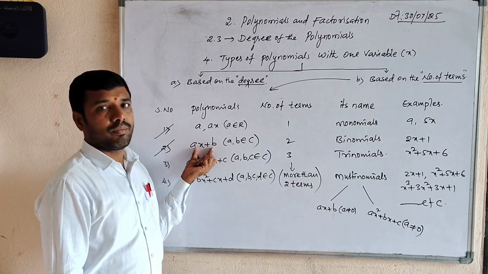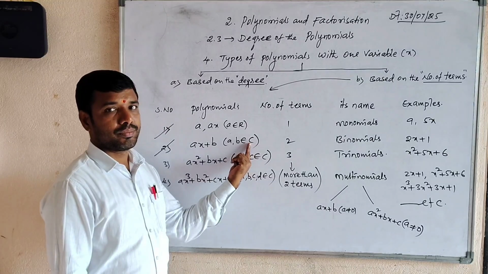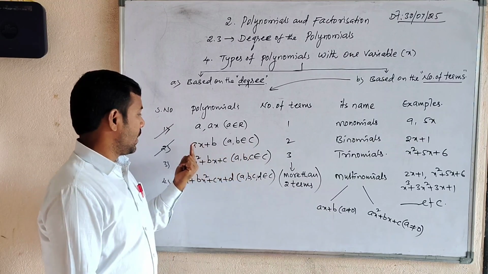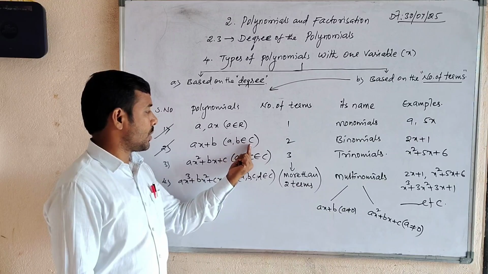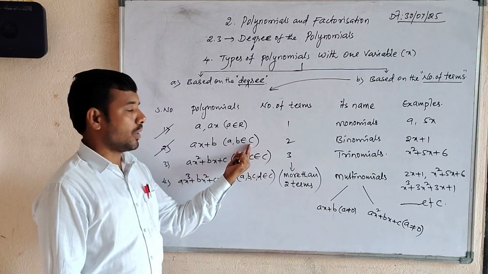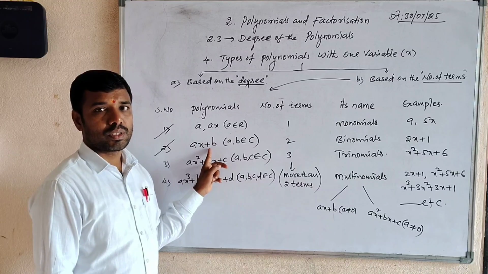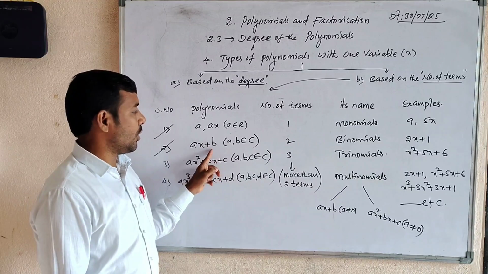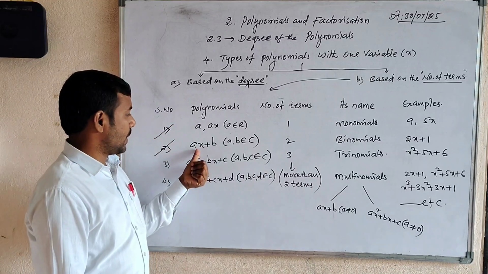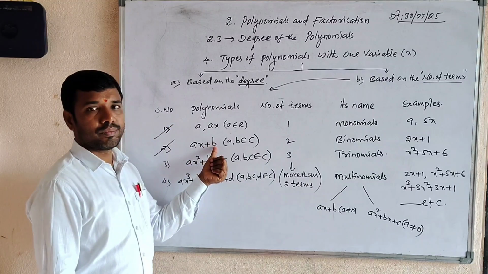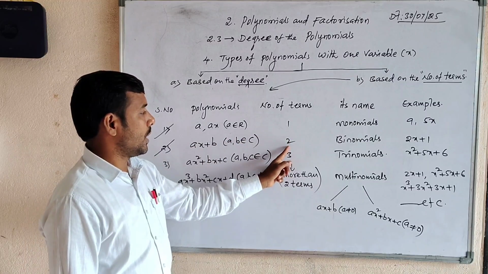Ax plus b, where a, b belong to constants. Once again, ax plus b, where a, b belong to constants. This is one of the polynomials only. But in this polynomial, how many terms are there? Two terms there. One is ax, one is b. So the number of terms is two.